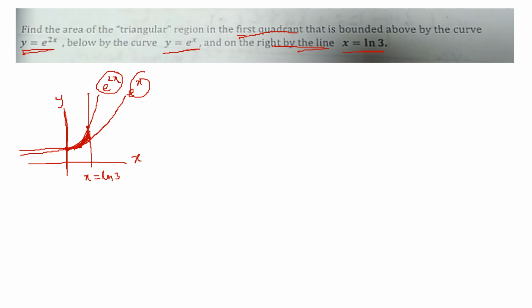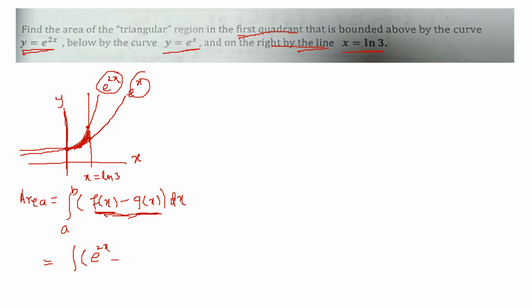The formula to find the area between the curves is given by the integration from a to b of f of x minus g of x dx. f of x is the curve that bounds the region from above, and g of x is the curve that bounds the region from below. It means we are only interested in the region that is sandwiched between these two functions, f of x and g of x. In our case, the upper bound f of x is given by e raised to the power 2x, and the lower bound, g of x, is given by e raised to the power x.